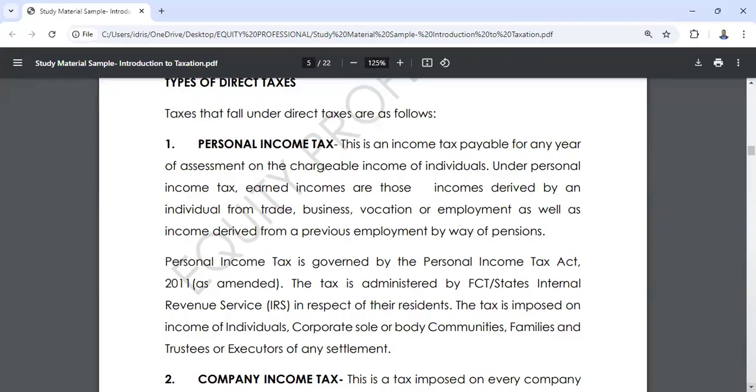Personal income tax is otherwise called pay as you earn, PAYE. Personal income tax is collected by the State Board of Internal Revenue. It's not collected by FIRS. Example of a State Board of Internal Revenue: LIRS, Lagos State Internal Revenue.